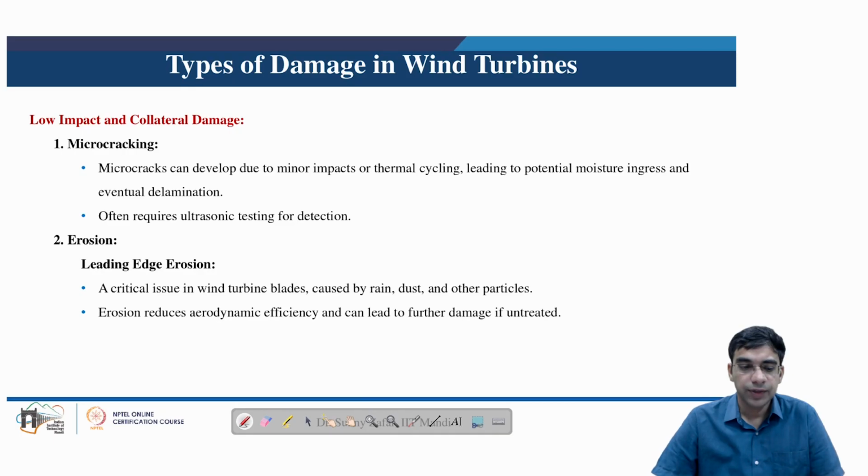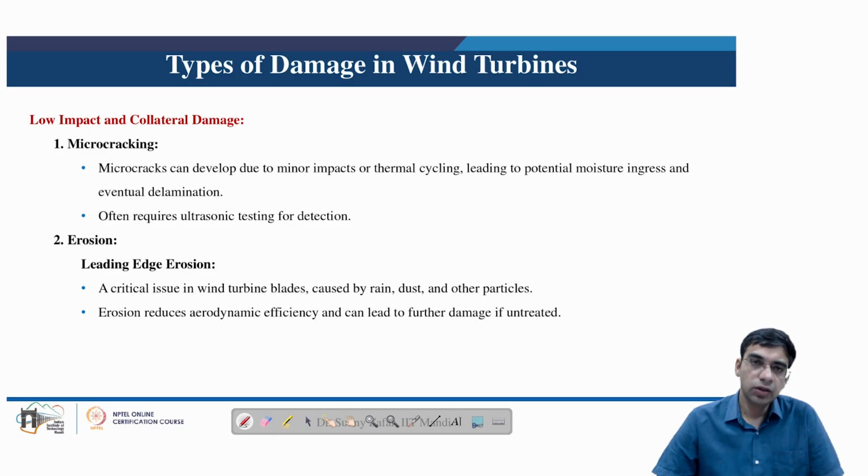The next types of damage on the wind turbine blade are the low impact and collateral damage. In this regard, micro cracking and erosion are the two types of damages. The micro cracks can develop due to minor impacts or thermal cycling, leading to potential moisture ingress and eventual delamination. This often requires the use of ultrasonic testing for detection.